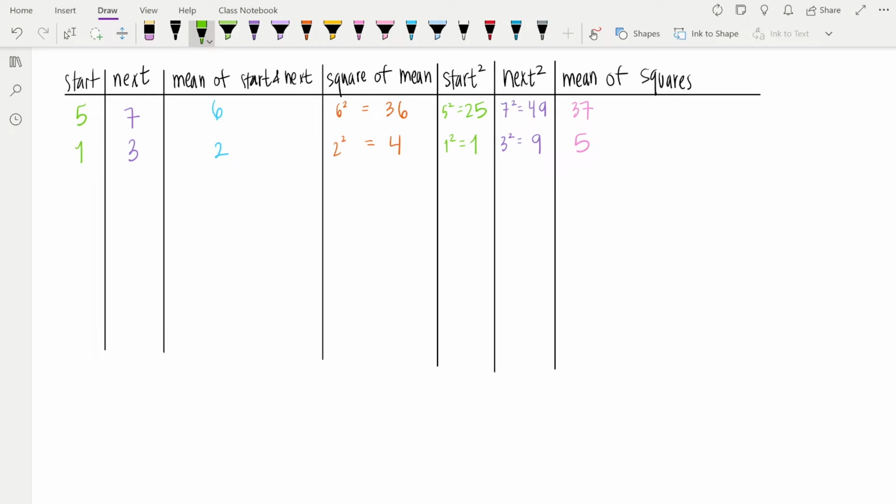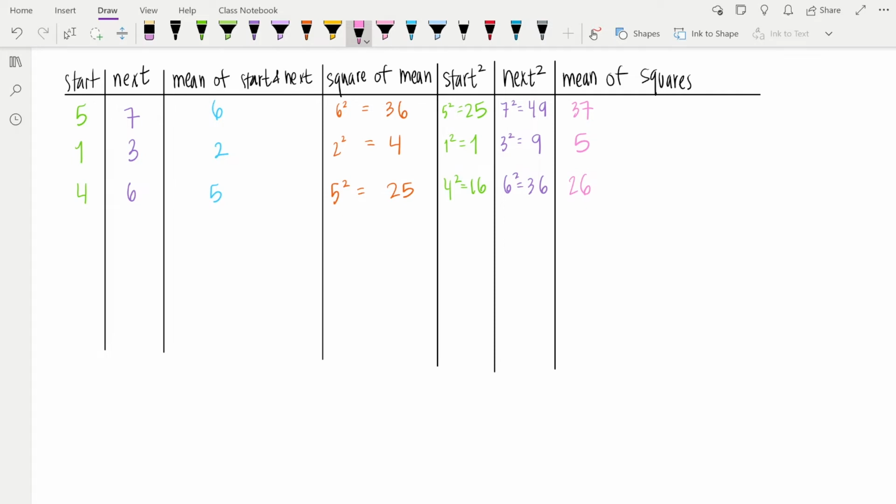Try another set of numbers. Maybe I try 4 and 6. So the mean of 4 and 6 is 5. 5 squared is 25. The starting number squared is 16. The next number squared is 36. And the mean of these squares, of these two, so I have to add together 16 plus 36 divided by 2 is 26.